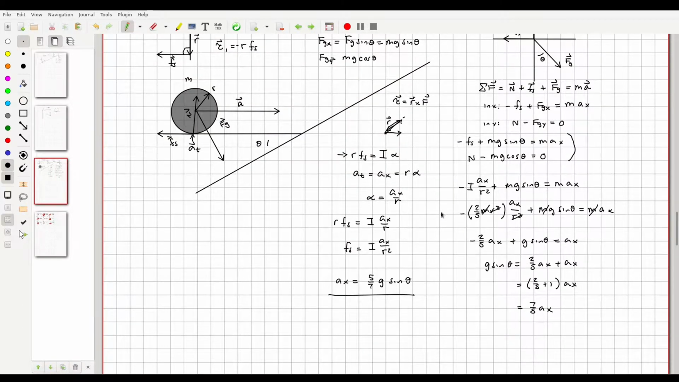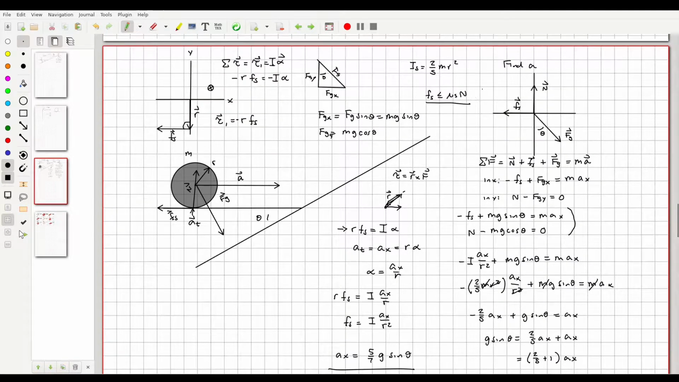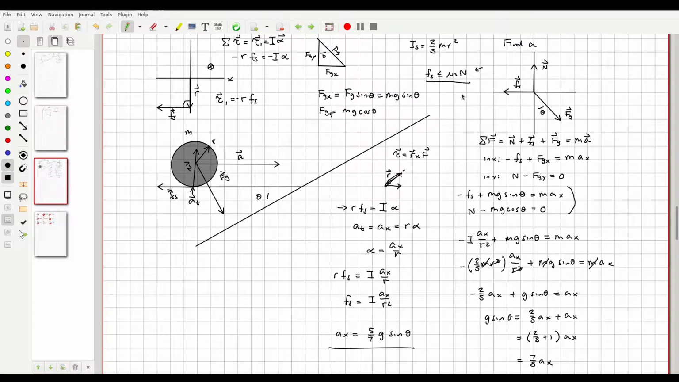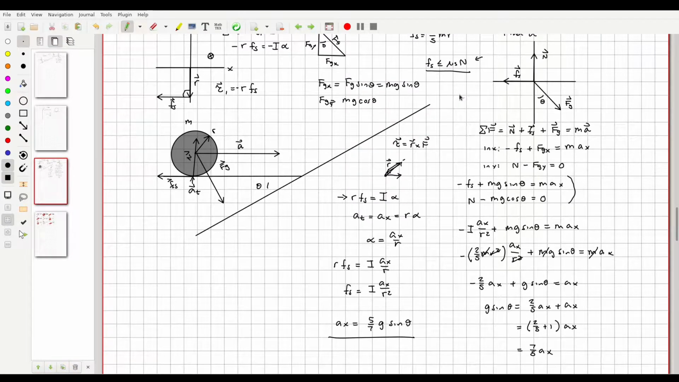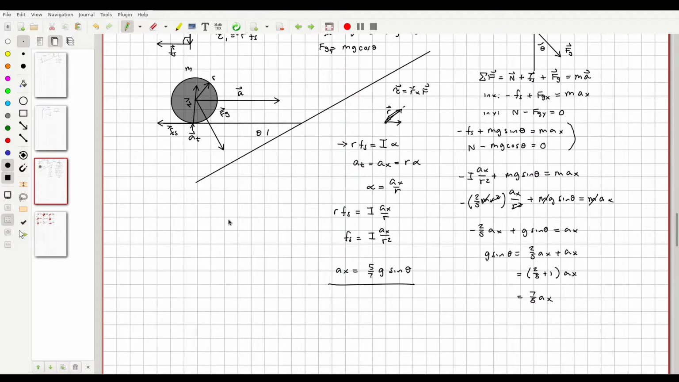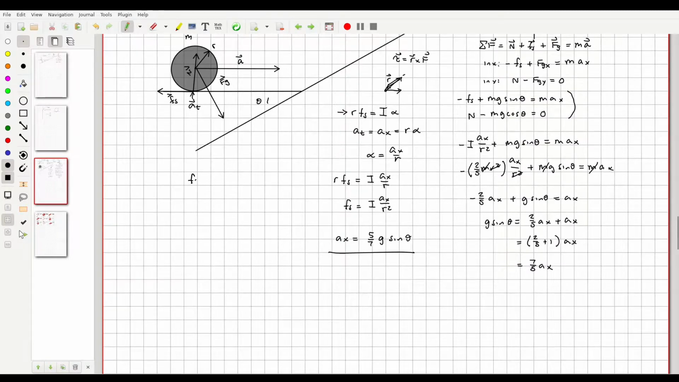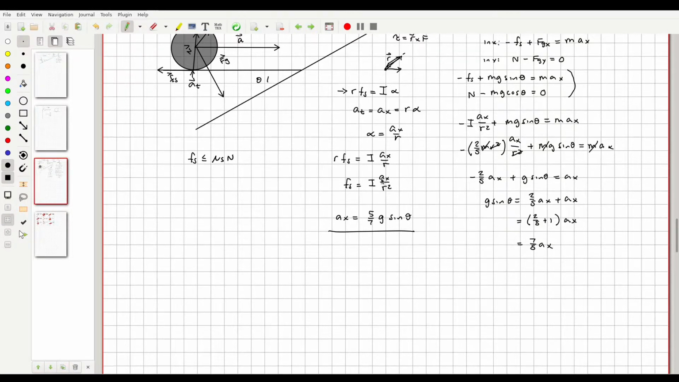We can also ask the question, if we're worrying about this condition right here, if we want to know, for example, what would be the maximum angle that we could take and elevate this thing to, that would cause it to slide. We can look at this and we can answer it. So our condition that we need to satisfy is that F sub s is less than or equal to mu sub s times the normal force. Now the normal force we get from this. Normal force is just equal to mg times cosine of theta.